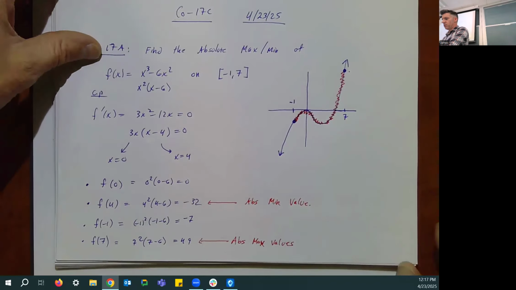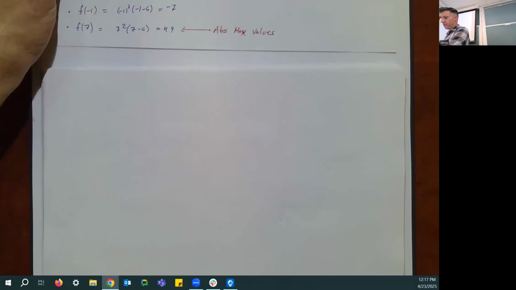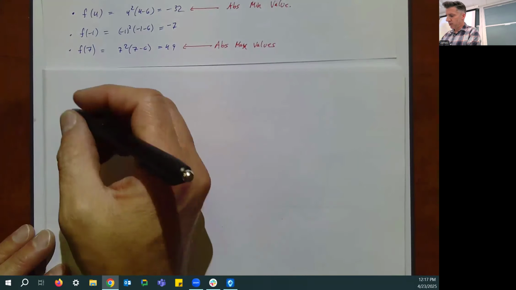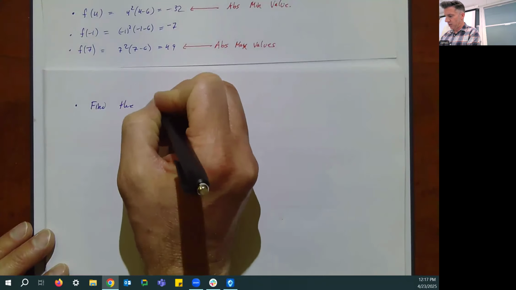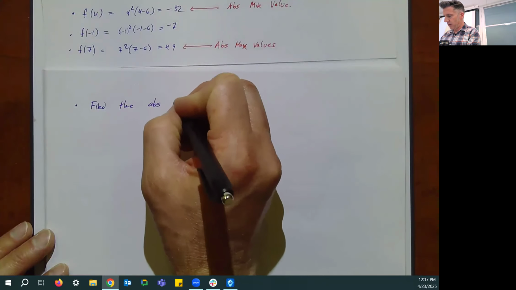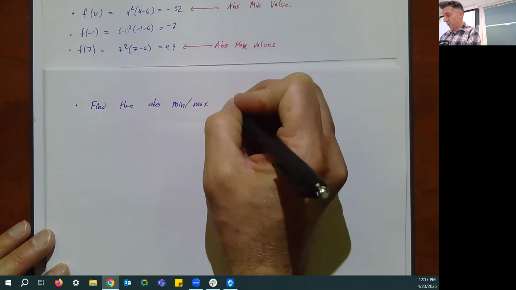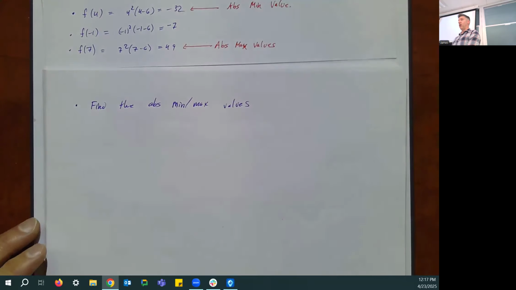So let's say we have the following situation. We want to find the absolute minimum and maximum values. When they say find the maximum or minimum values, they are asking for the outputs. Usually we say everything though.